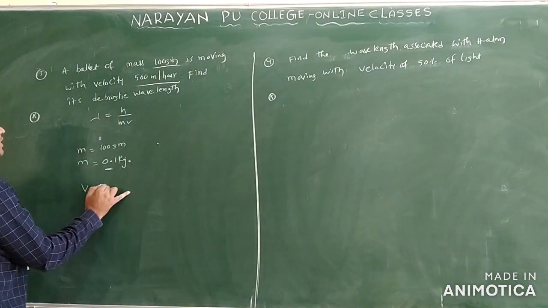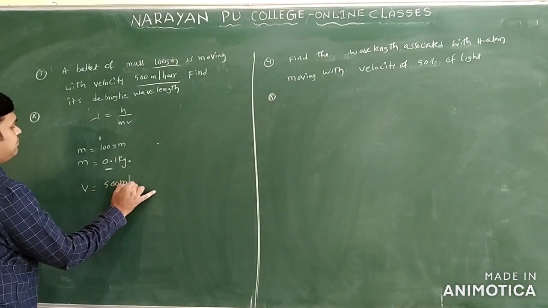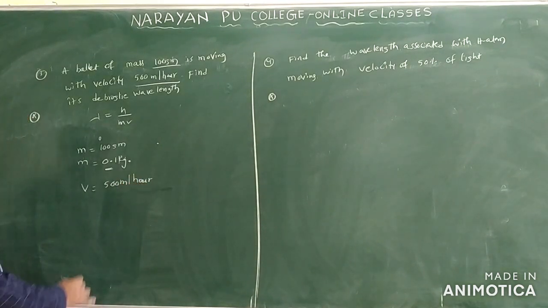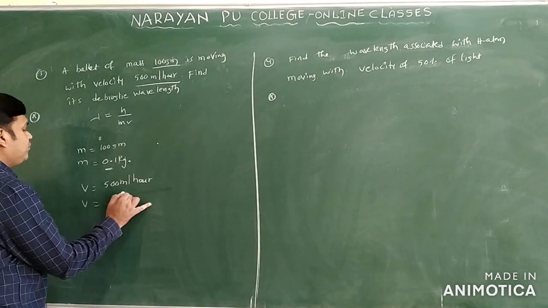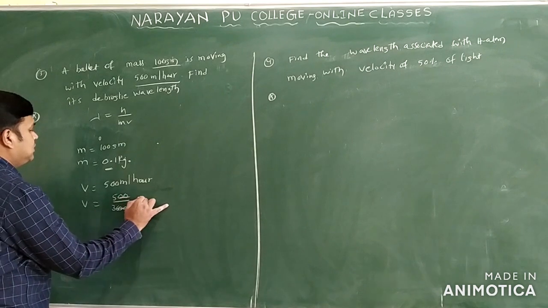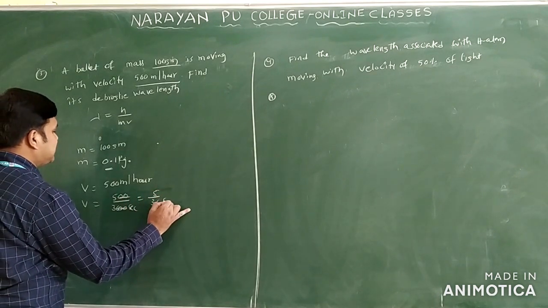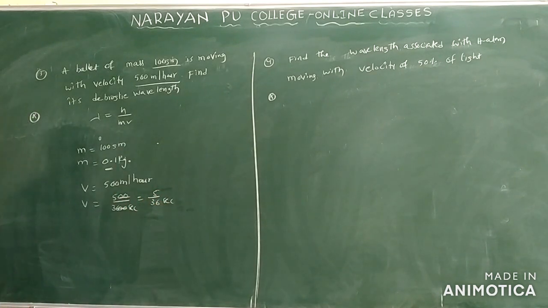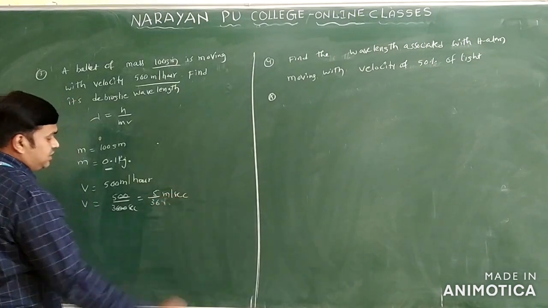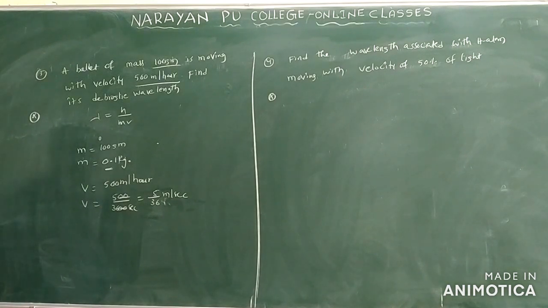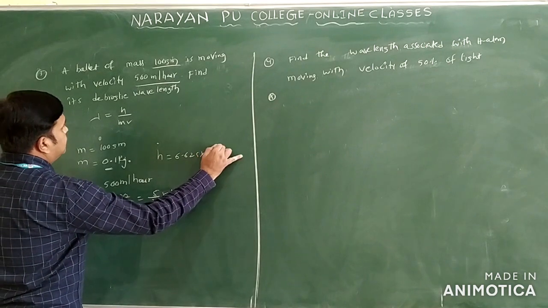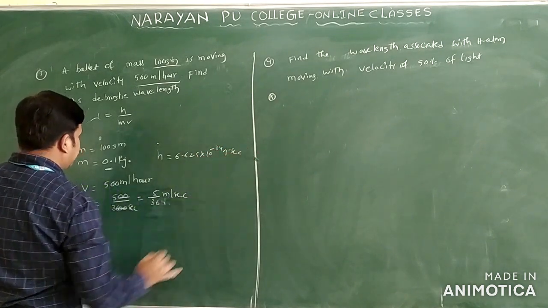And velocity is given here, 500 meter per hour. You can convert this hour into seconds. You will write here 500 by 3600 seconds. Then you will get 5 by 36. Meter per hour is converted into meter per second. Now h is equal to 6.625 into 10 power minus 34 joule second only.